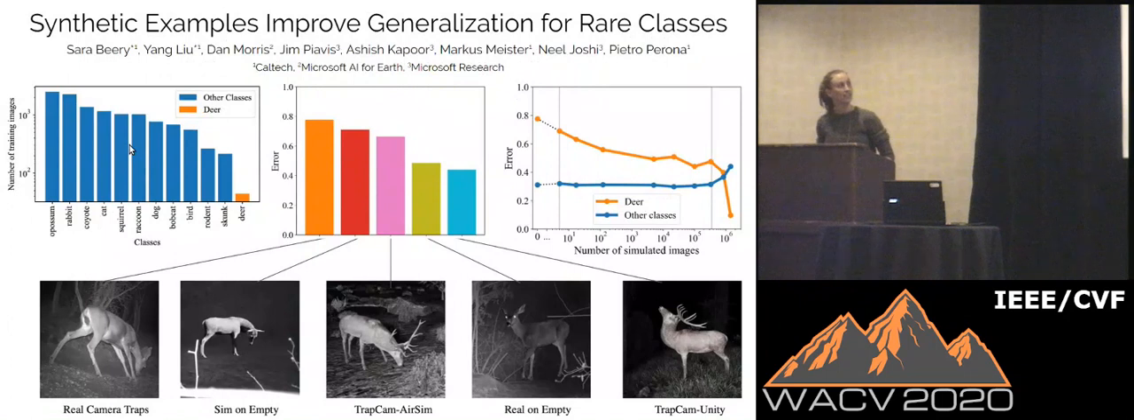I'm a PhD candidate at Caltech, and I'm going to be talking about some work that I did in conjunction with Microsoft AI for Earth. So the title of the paper is Synthetic Examples Improve Generalization for Rare Classes, and it's pretty much what it says on the tin. We were looking around early last year at all of the vast improvements in data synthesis that was happening, both through things like GANs, but also just these really high-powered, near-photorealistic graphics engines. And we were kind of curious whether these improvements would actually translate to real-world performance gain.